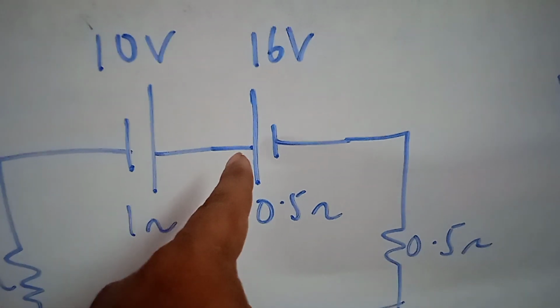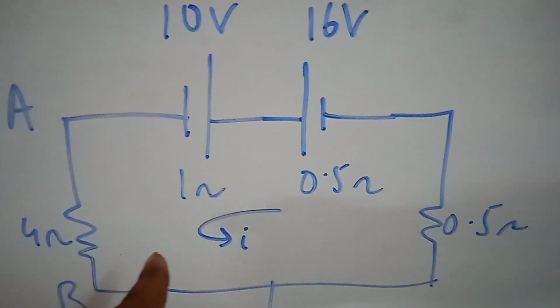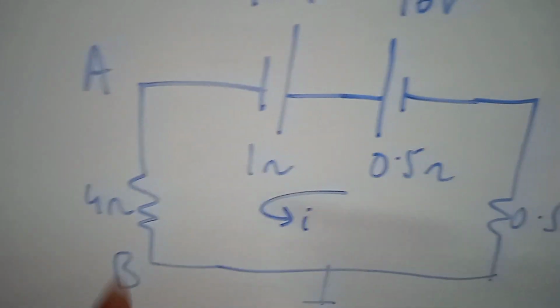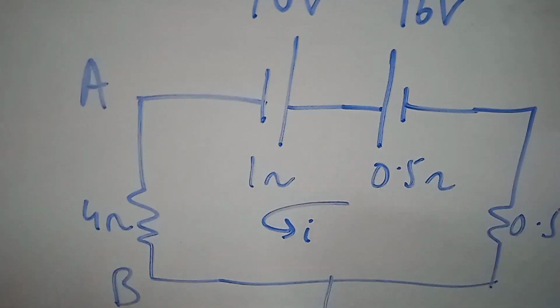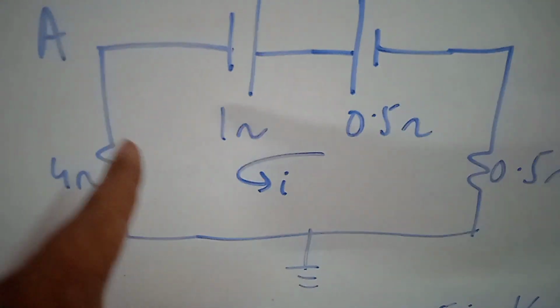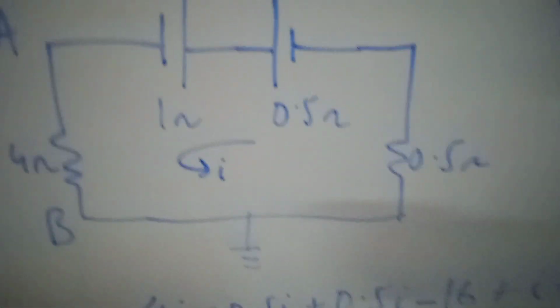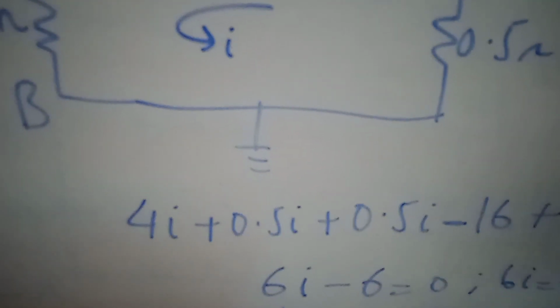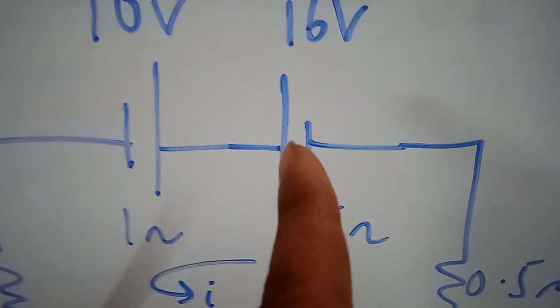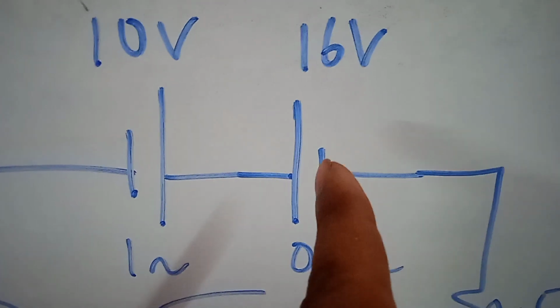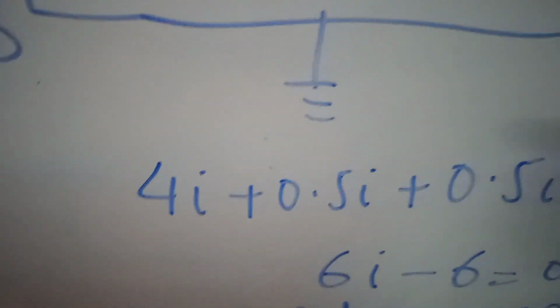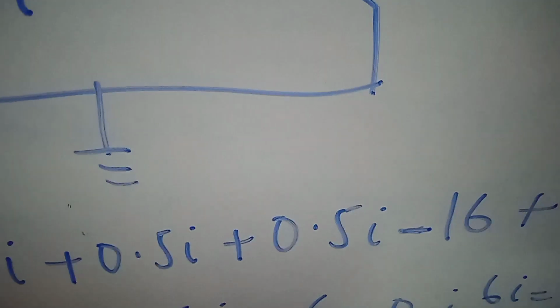16 volt, this is the positive side and this is the negative, so the current will flow this way. It's my assumption, and it becomes easy for me. So 4 into I plus 0.5 into I, next 0.5 into I, minus 16 volt, because it is entering the negative. So 4I plus 0.5I plus 0.5I minus 16.